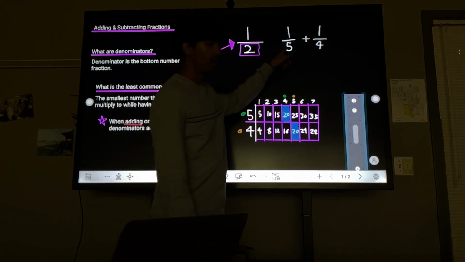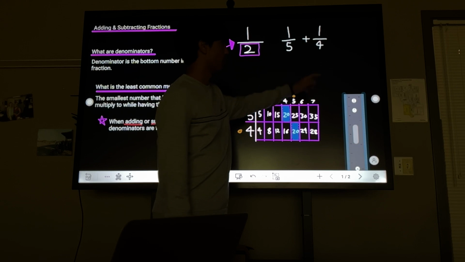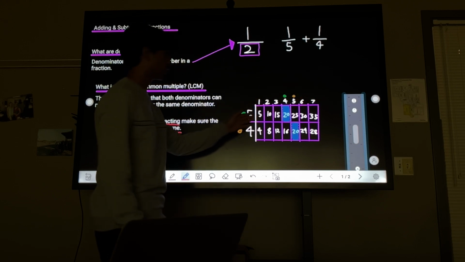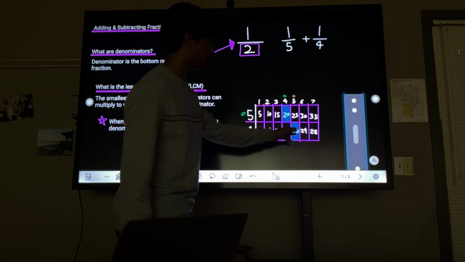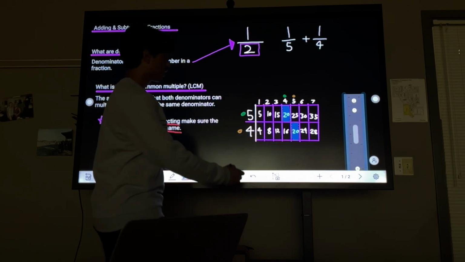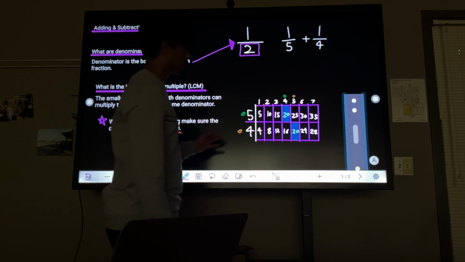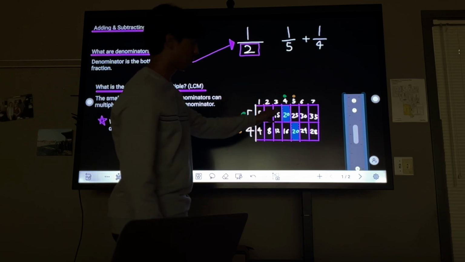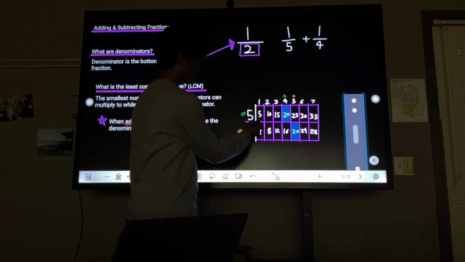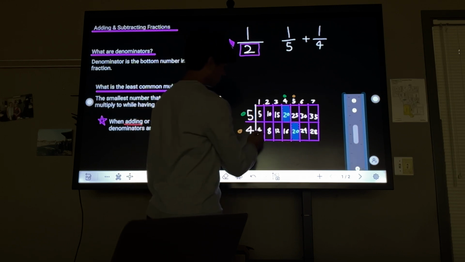So we're going to be trying to find the least common multiple of 5 and 4. To do that, we write down the table. We write down the multiples of 5 and the multiples of 4. You don't have to make a table like this, but just write down the tables of 5 and the tables of 4. So we have to find the least common multiple, meaning the first number that matches.